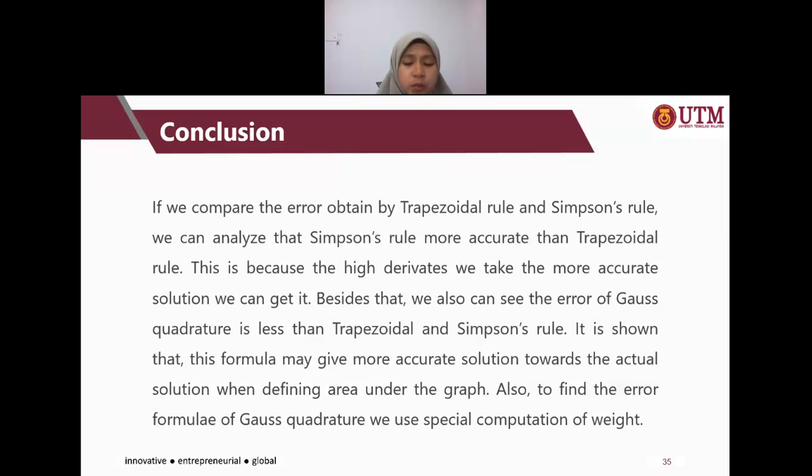Also, to find the area formula of Gauss quadrature, we use special computation of weights.